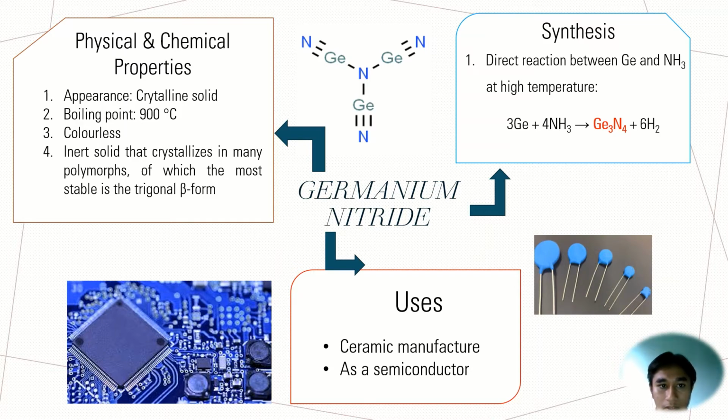And then we will go to the physical and chemical properties of germanium nitride. Firstly, it has a crystalline solid appearance. The boiling point is 900 Celsius. It is colorless and it is an inert solid that crystallizes in many polymorphs, of which the most stable is the trigonal beta form. And germanium nitride can be used in ceramic manufacture and also as a semiconductor.